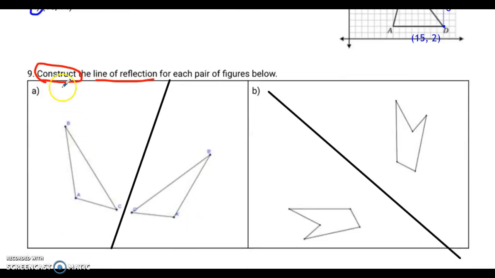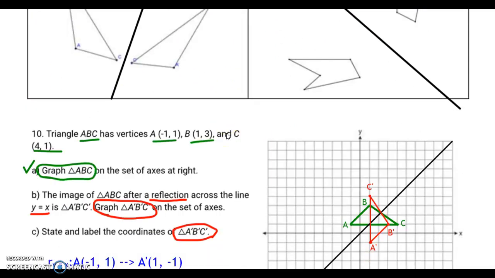For number 9, it asks you to construct the line of reflection. It really should have said sketch the line of reflection. It's a line that splits the figures in half so that each figure is equidistant from that line. You could have drawn something like this. The Regents doesn't ask you to construct a line of reflection. It just asks you to draw them or sketch them, so you should be good to go like this.